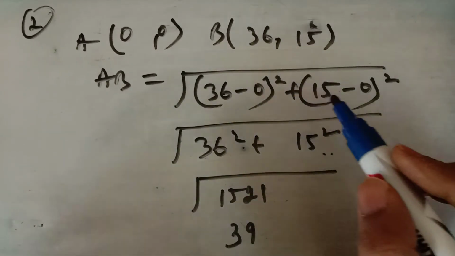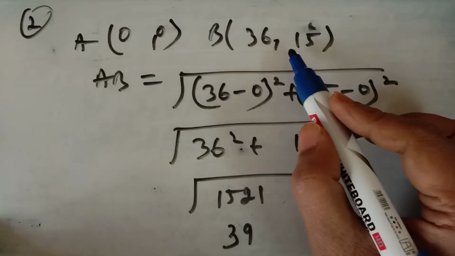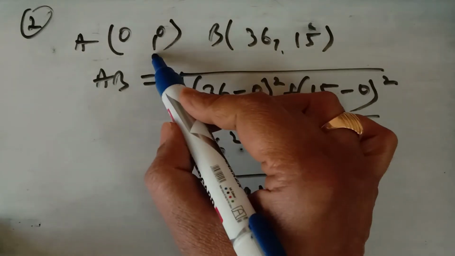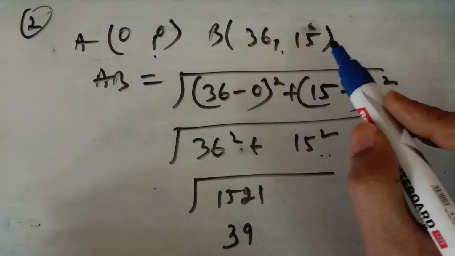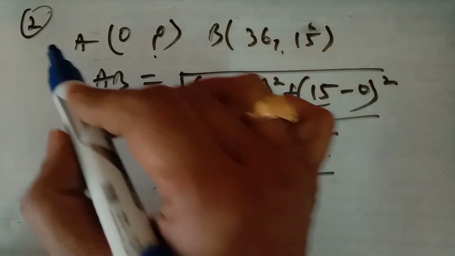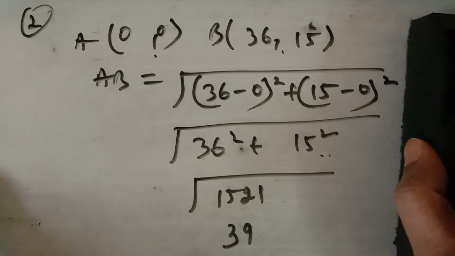Now, have I already told you in the beginning of the lecture that the distance of any point from the origin is under root x square plus y square, because you have to find the distance of this point from the origin. So it is simply under root x square plus y square, or simply as we have done it, (x2 minus x1) whole square plus (y2 minus y1) whole square.